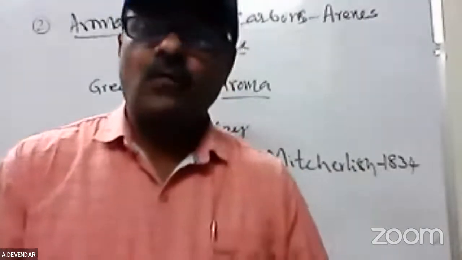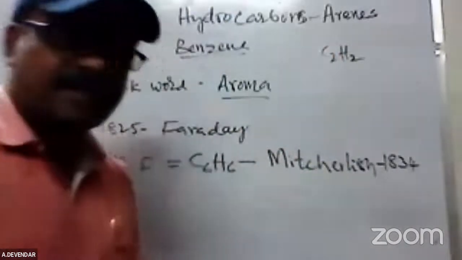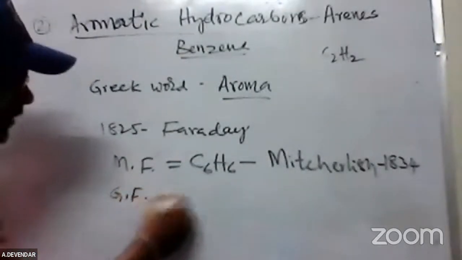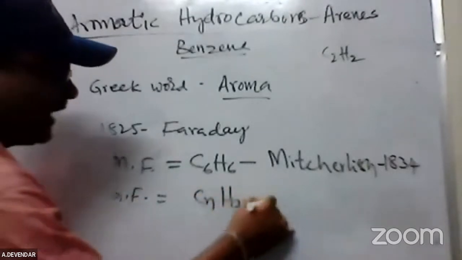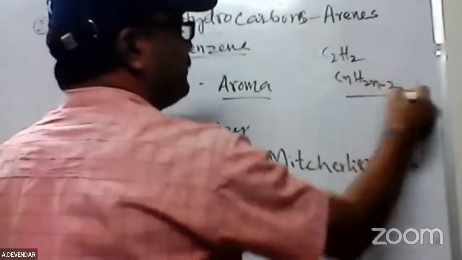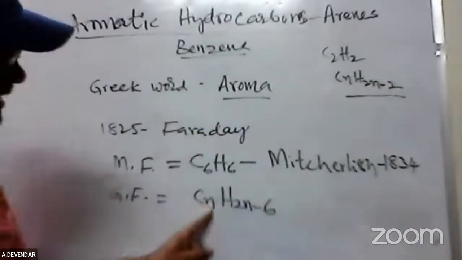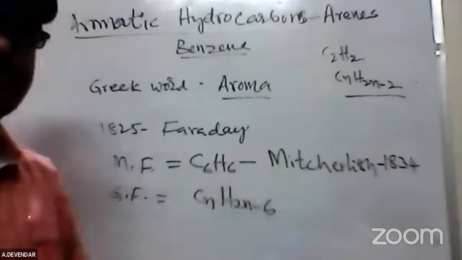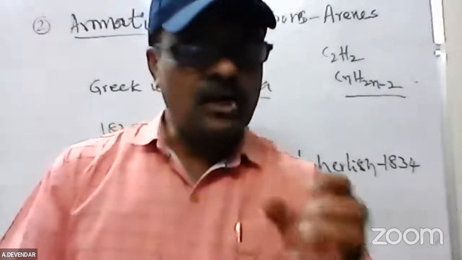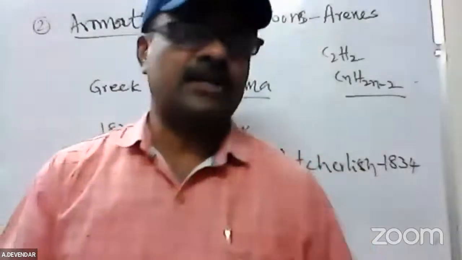It seems a very, very unsaturated hydrocarbon, just like C2H2, which is CnH2n minus 2. So for benzene they derived the general formula CnH2n minus 6, just like CnH2n minus 2 in the previous chapter on alkynes. Benzene is CnH2n minus 6. That means it seems to be a very, very unsaturated hydrocarbon, judging by the molecular formula and molecular weight.